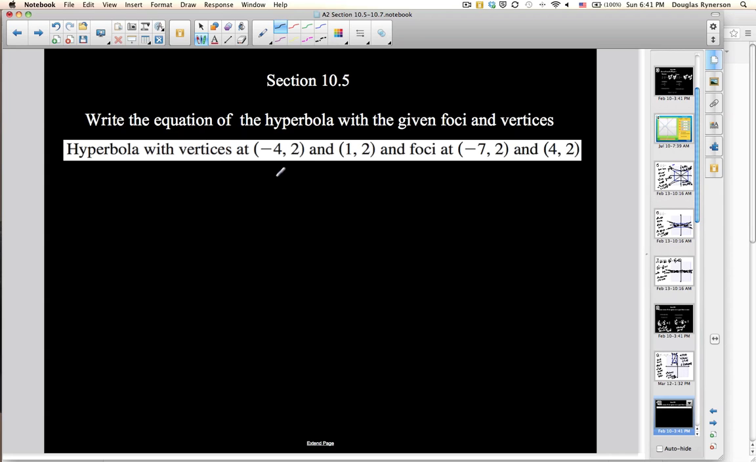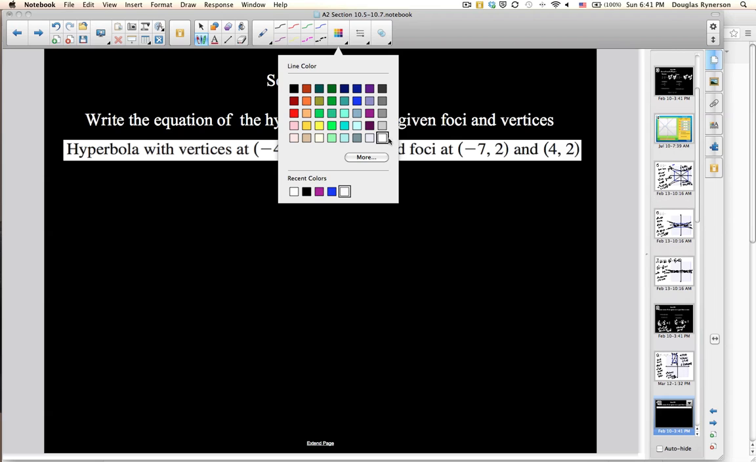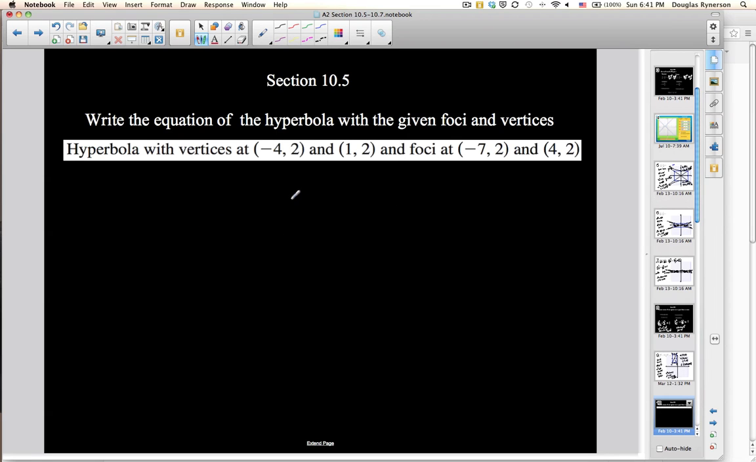We also might want to write the equation of a hyperbola that's not centered at 0, 0. And what's best to do is to organize your information and take a look at it. If you very quickly draw a sketch and plot these points, my vertices are at negative 4, 2 and 1, 2. I know that my center is halfway between these two. You'll notice there was no vertical change. I know that this is horizontally oriented.